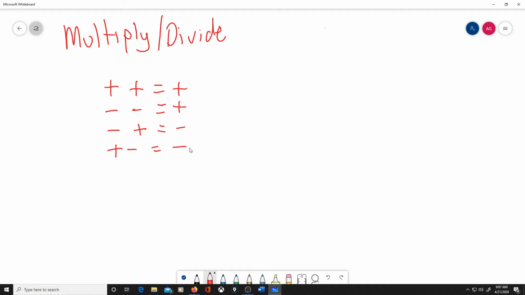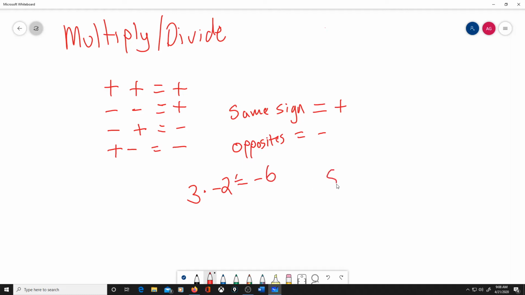So the easy way to remember is same sign equals positive. Opposite signs equal negative. So that's a really easy way to remember your multiply divide rules. So if we have 3 times negative 2, that's what I got here. I got positive, negative, then my result is going to be negative 6. If I've got 8 divided by negative 2, again, I've got my positive negative rule going on here. My result's going to be negative 4.